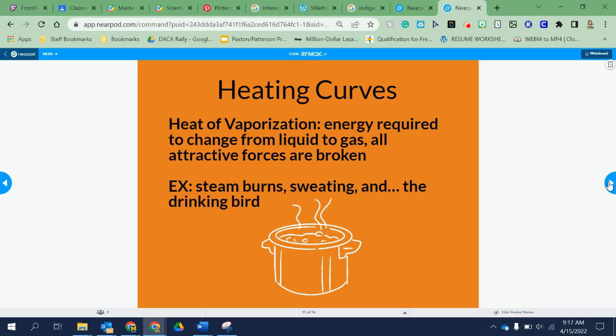And they have a lot of energy coming with them. And that's why, again, if you ever have boiling water and you put your arm over it, that steam is going to burn you. That steam actually has more energy than the boiling water does. And that's why it hurts so much. And it'll leave a really red mark on your arm because of all the energy that this steam has.